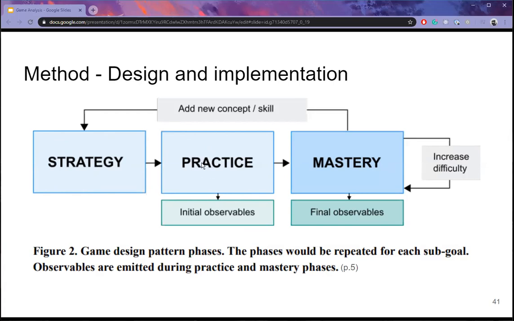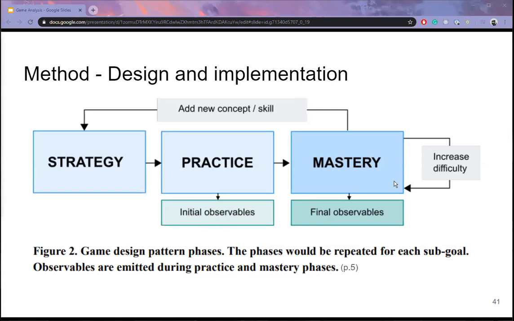In this practice phase, the game environment must be one where players' mistakes have either no consequences at all or very mildly adverse consequences. This phase provides the user a safe environment to test their knowledge. And this phase will produce an initial observable, which can tell us where the user is at the beginning of the game: the level of knowledge, what they know already and what they didn't know at the beginning of the game.